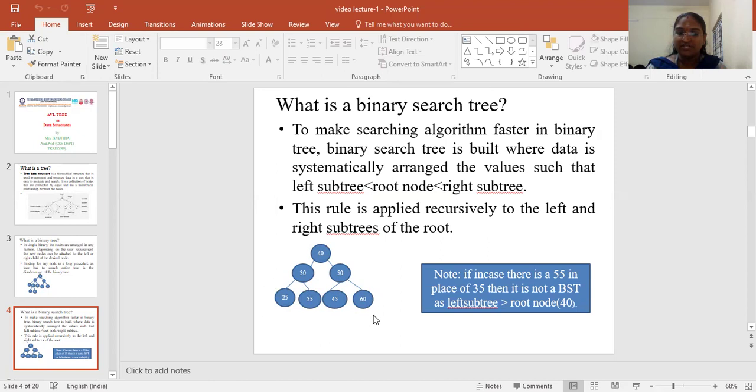The overall statement for a binary search tree is that the left child should always be less than the root node, and the root node should be less than the right child or subtree. Next, this rule is applied recursively to the left and right subtrees. It will act in a recursive fashion.